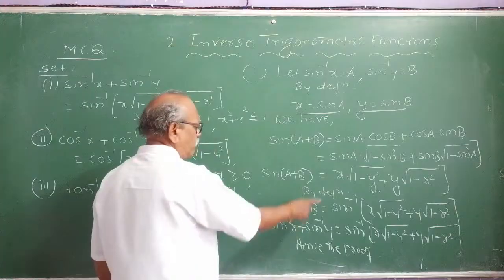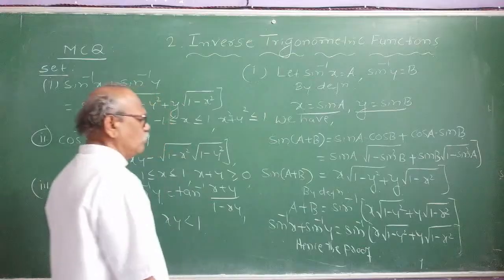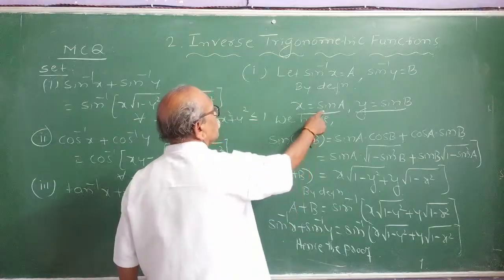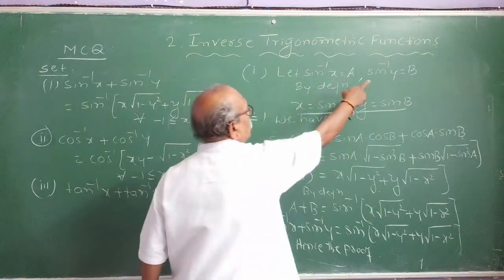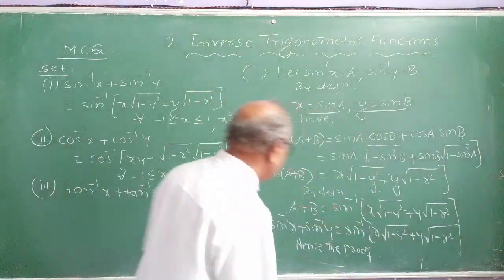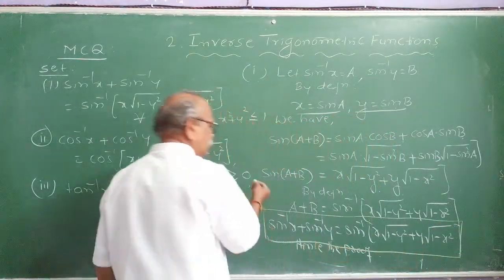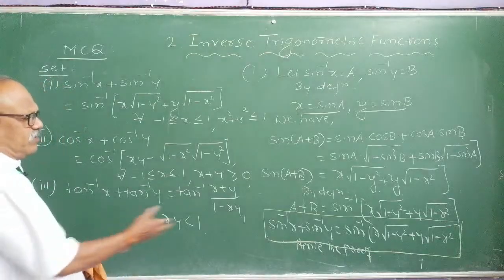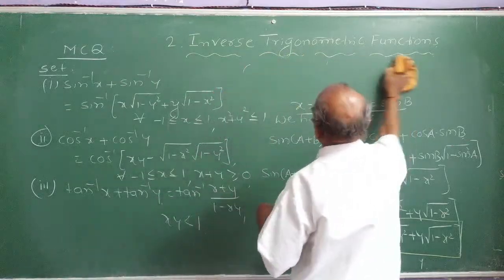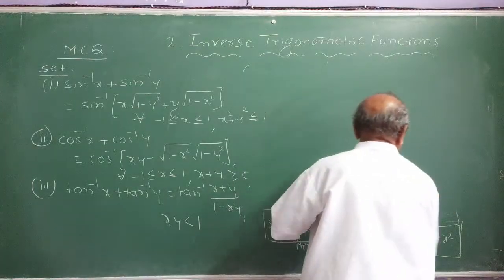By definition, you can write a plus b is equal to sin inverse of x root 1 minus y square plus y root 1 minus x square. What is a? Assume that a is equal to sin inverse x, and b is equal to sin inverse y. Substitute it. You will get the result. Remember the result: sin inverse x plus sin inverse y is equal to sin inverse of x root 1 minus y square plus y root 1 minus x square. In certain situations, this particular identity set, this property of inverse trigonometric functions, will be useful.